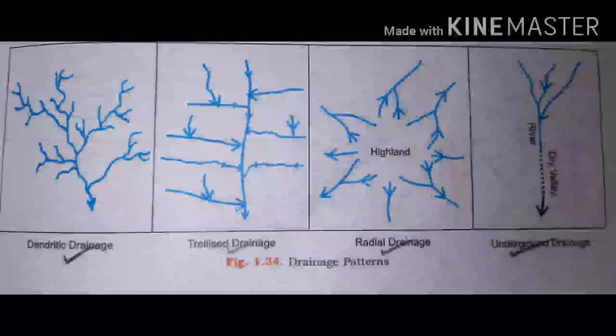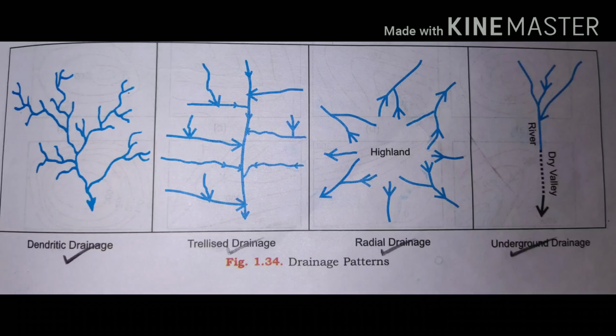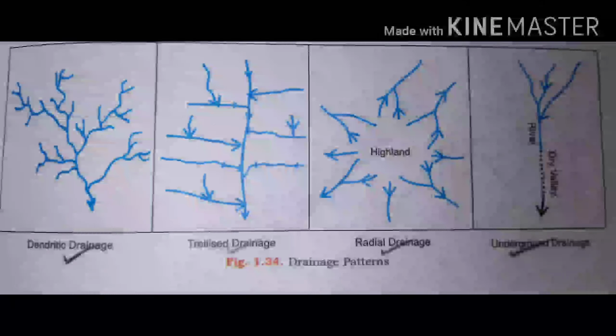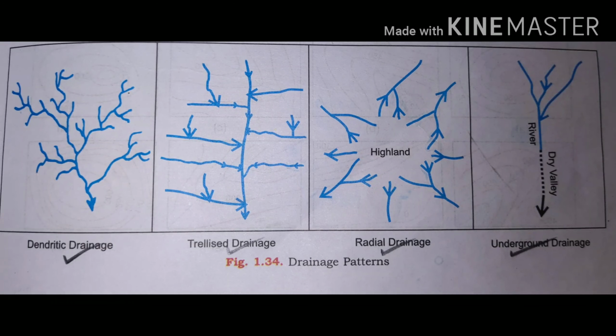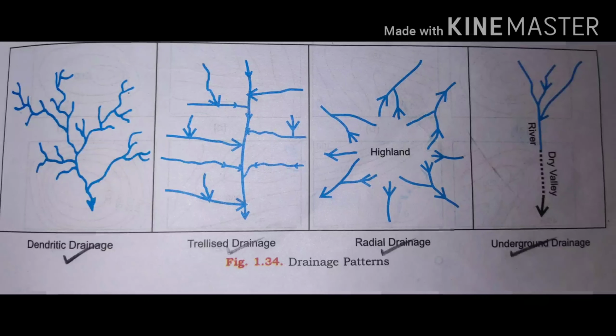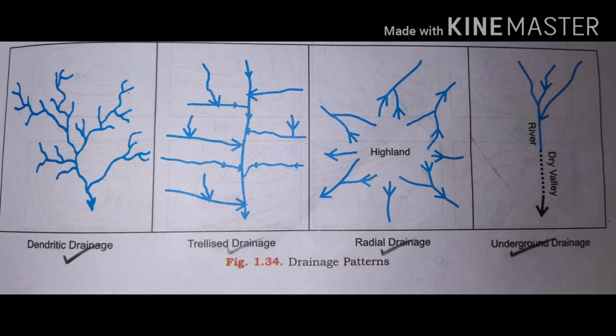The next type of drainage is radial drainage. In this type, streams flow in a circular pattern, or they flow like the spokes of a wheel. You can easily observe it in a diagram. The next type of drainage is underground drainage. The underground drainage is not seen on the ground. This type of drainage takes place in the dry regions and is generally shown with dotted black lines.